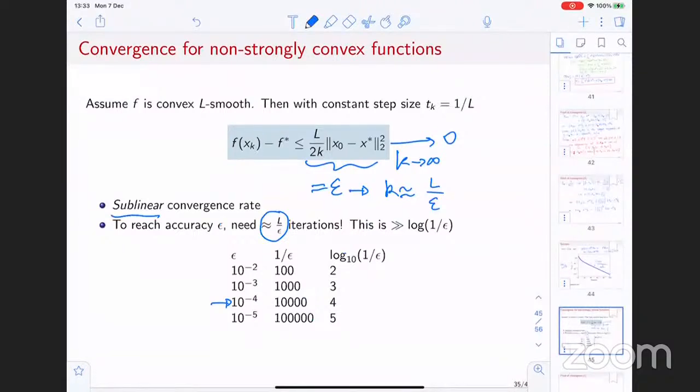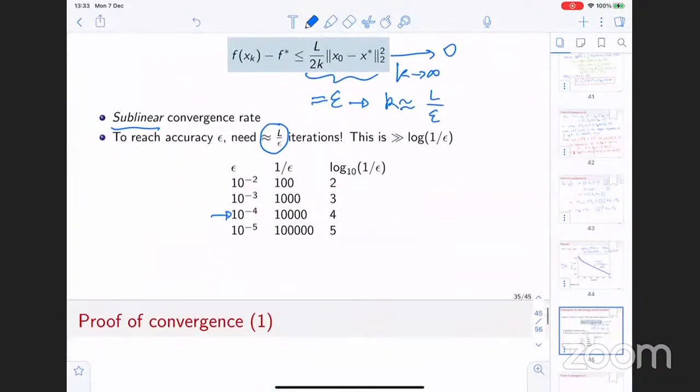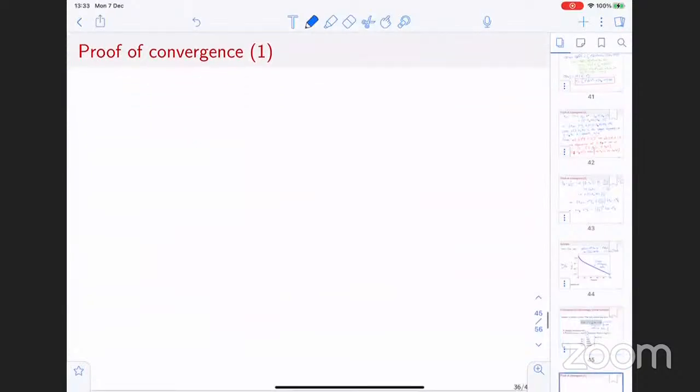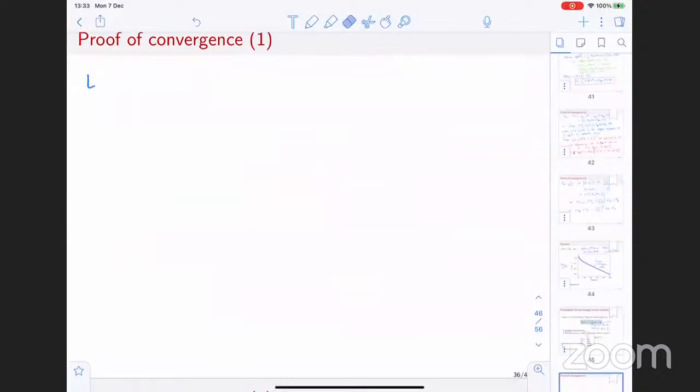So what I would like to do now is to prove this result. Let's go to the proof. So the first step of the proof: remember that f is L smooth. Remember L smoothness.